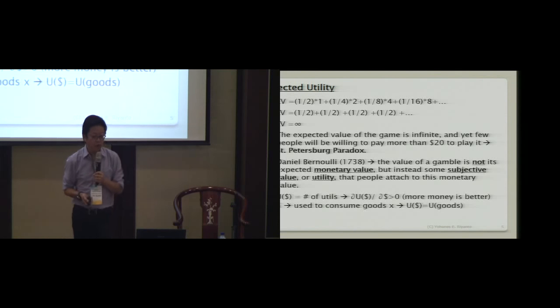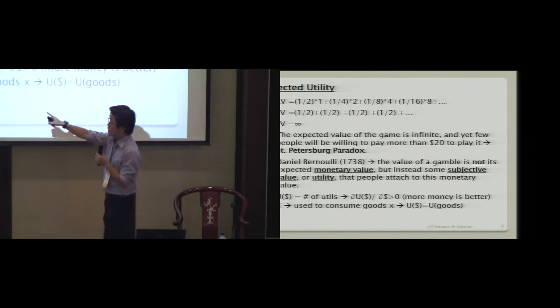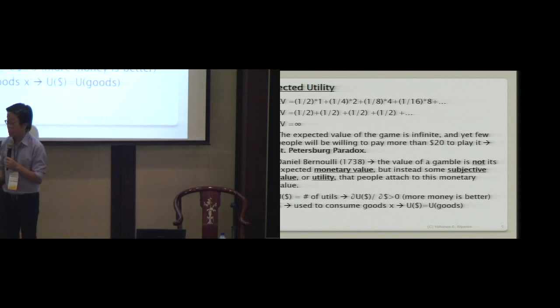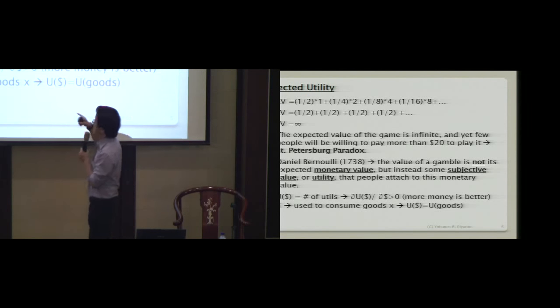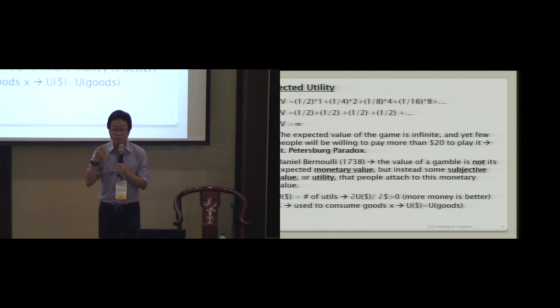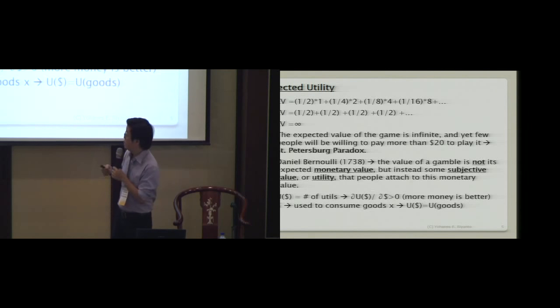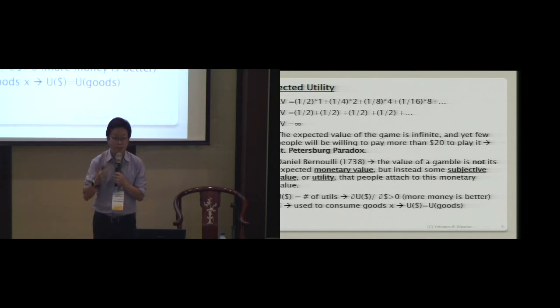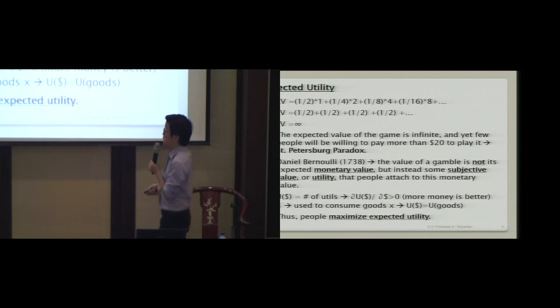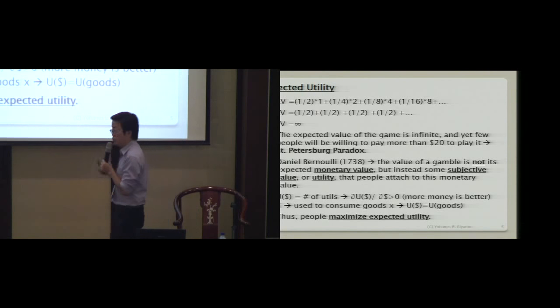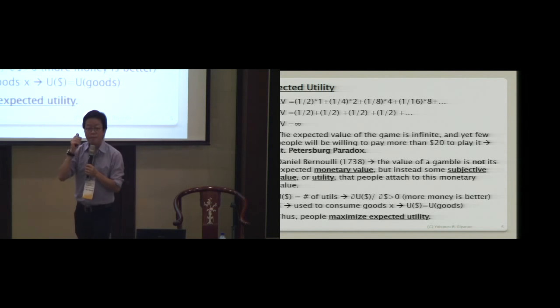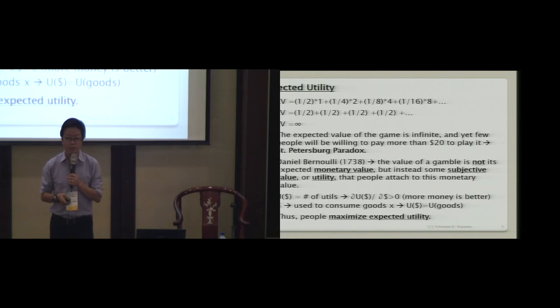So the utility of $1 is essentially the amount of satisfaction you get from consuming this $1, buying goods with this $1. So that's the expected utility, the utility that we have. So what people do is maximize expected utility.